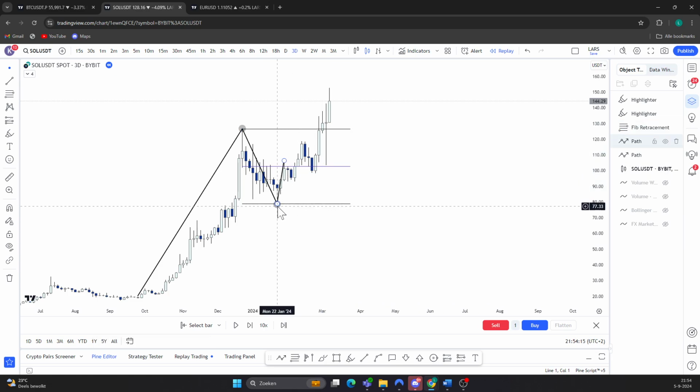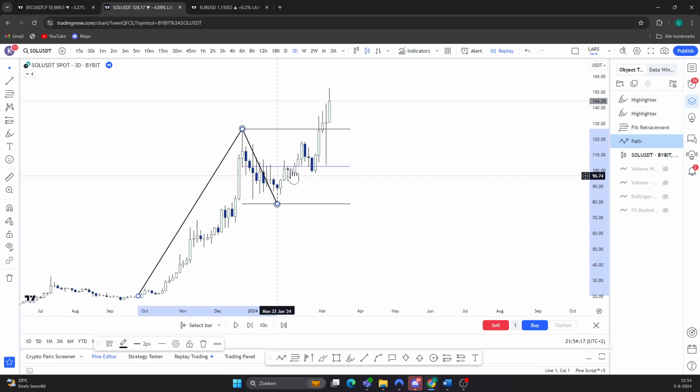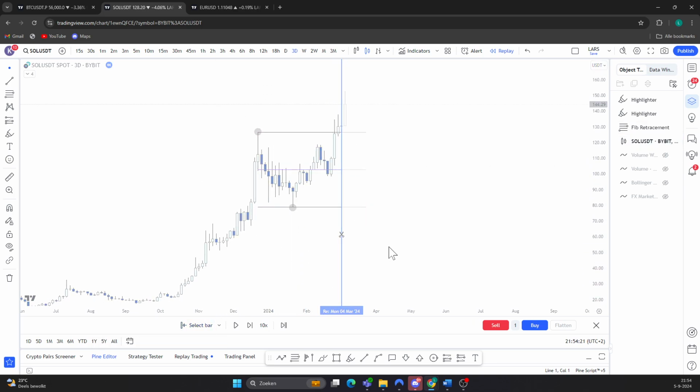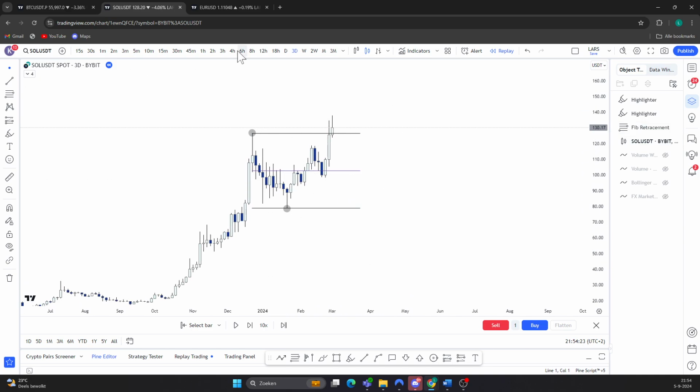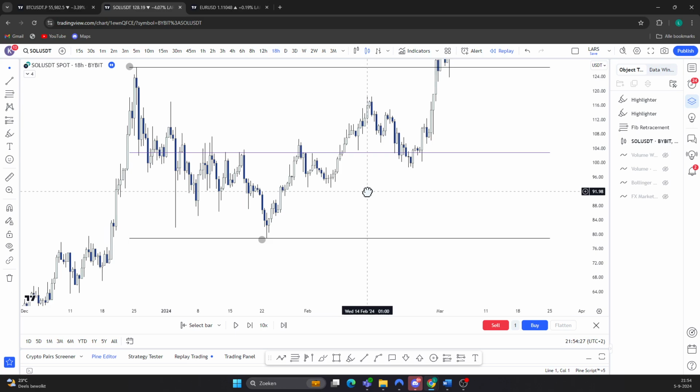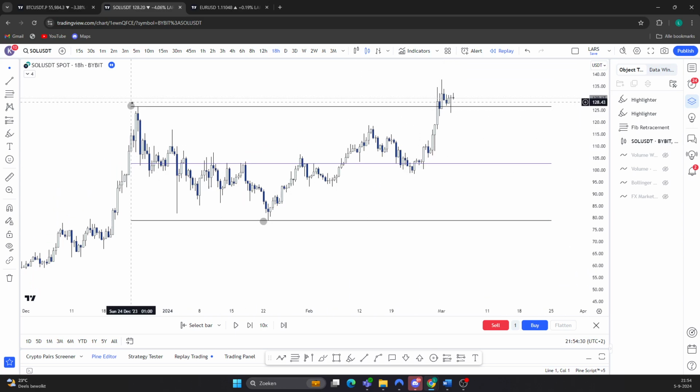Now, I'm going to delete these lines for now so it becomes more clear, but you know that we have this massive range going on, okay? And right here, it got confirmed. Now, if we go on the lower time frame, we may actually see something more, like we just discussed.